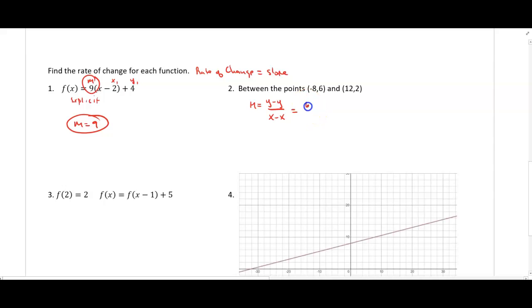So 6 minus 2 over negative 8 minus 12 will give me 4 over negative 20. A positive divided by a negative is a negative. 4 over 20 reduces to 1/5. Remember, 4 divided by 4, 20 divided by 4.